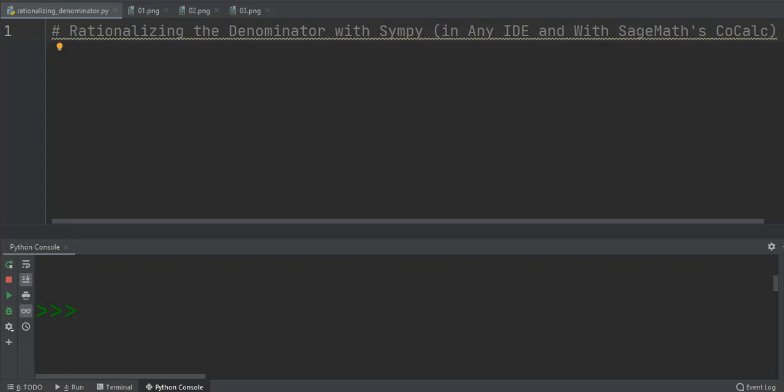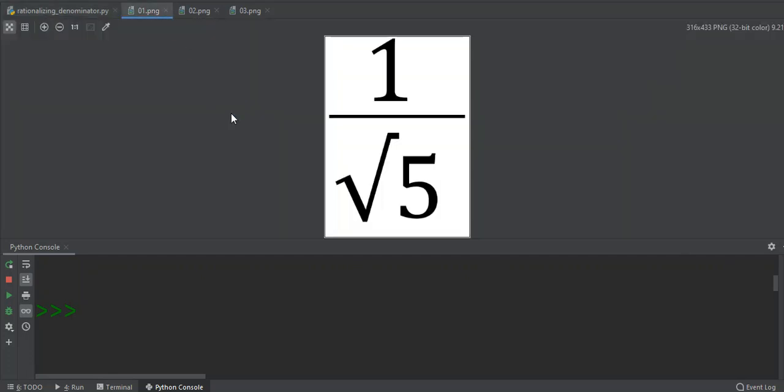Also, another advantage is that you can do it right from your own browser and don't have to download a single thing. But first things first, what is rationalizing the denominator? Well, take a look at this first expression that I have saved here. Now, as you can see, this is 1 divided by the square root of 5. This is a perfectly valid mathematical expression. It's a number that exists in the world.